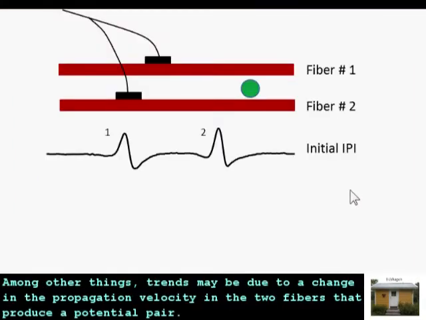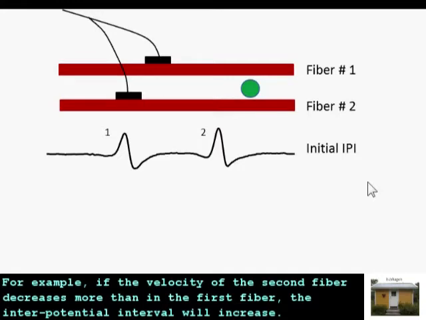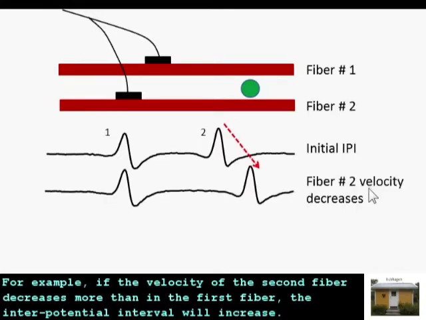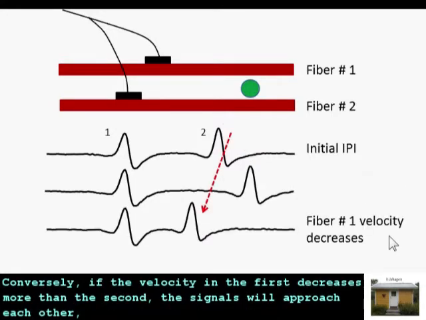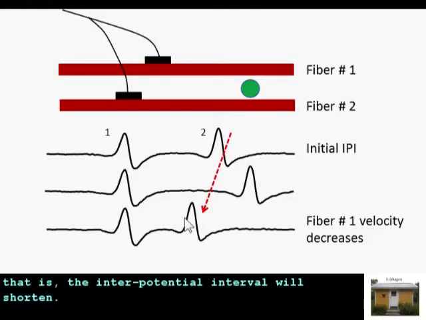Among other things, trends may be due to a change in the propagation velocity in the two fibers that produce a potential pair. For example, if the velocity of the second fiber decreases more than in the first, the interpotential interval will increase. Conversely, if the velocity in the first decreases more than in the second, the signals will approach each other. That is, the interpotential interval will shorten.